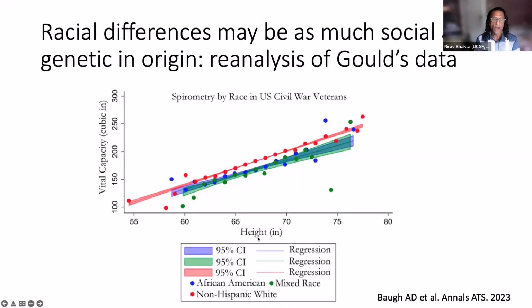And indeed, Dr. Baugh found in this analysis, when looking at vital capacity versus height, that the vital capacity between people identifying as African American and those labeled as mixed race overlapped and were different than the numbers from people who were identified and labeled as being white, suggesting that social and environmental influences were a much stronger factor than genetic factors.